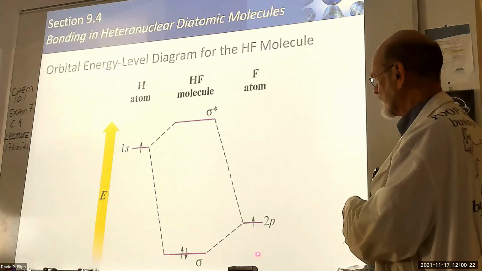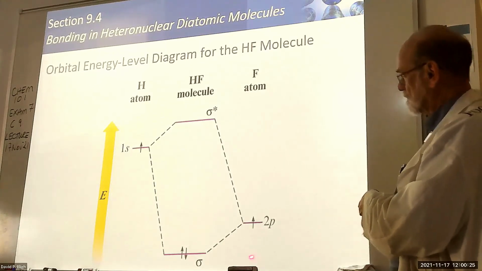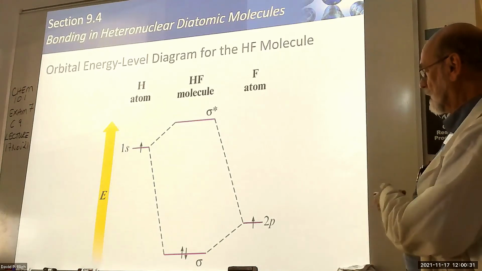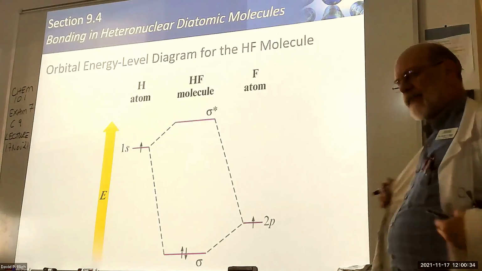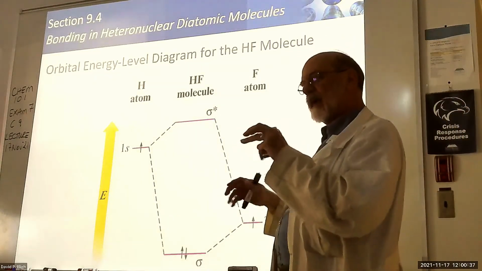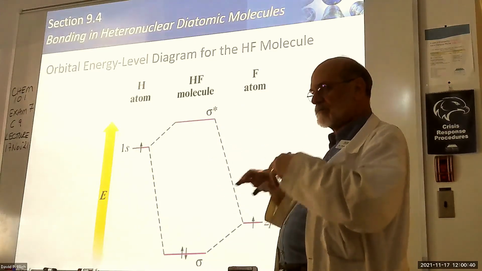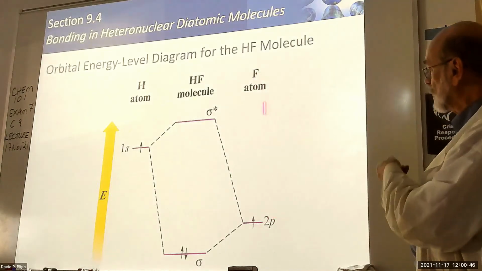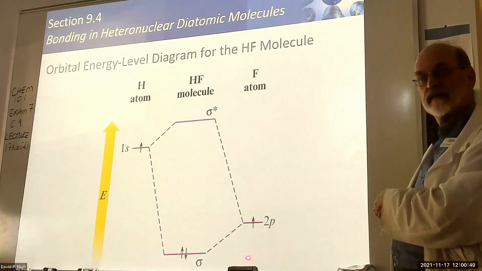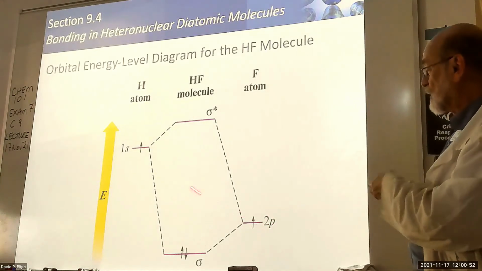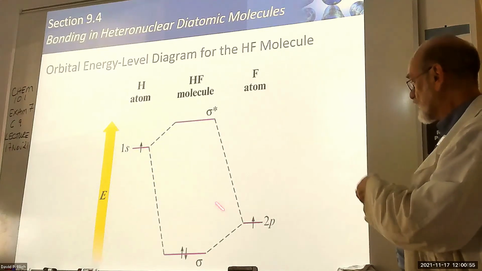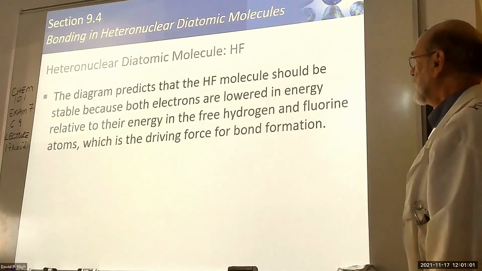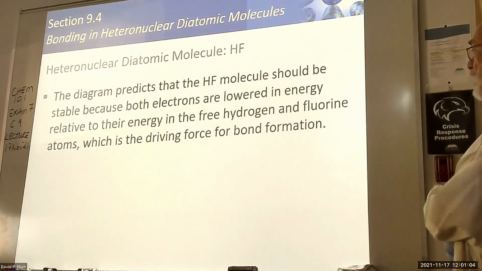We haven't included the 2s's here, I think because they're not needed. I think we're holding over the concept that the outermost electrons are still the primary actors in bonding. That's why we've moved to the 2p for fluorine when we know that the 2s is occupied. We know that the 1s is occupied. But the construction of the molecular orbitals occurs between the 1s of hydrogen and the 2p of fluorine. It should be stable, and it is.